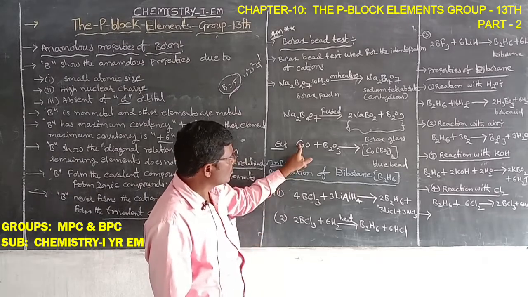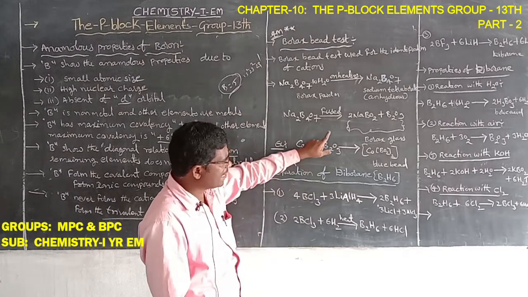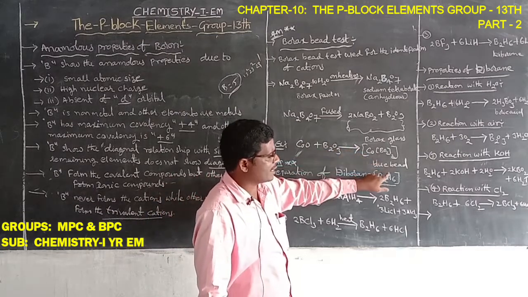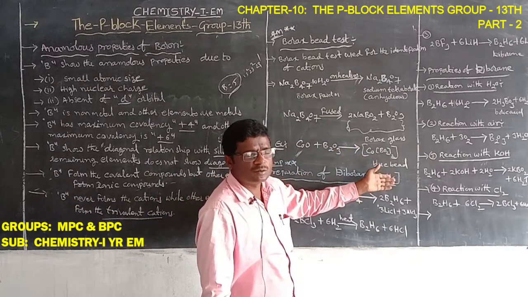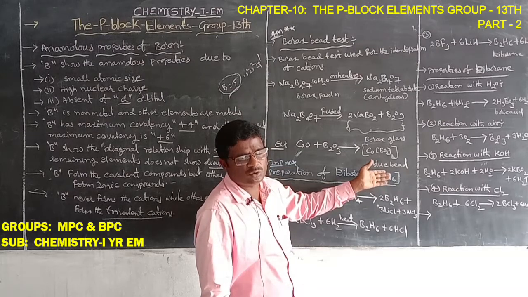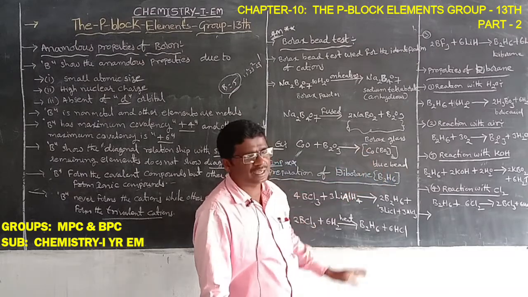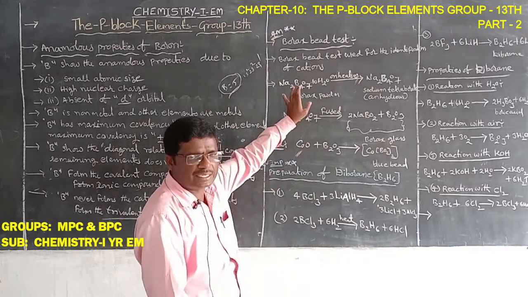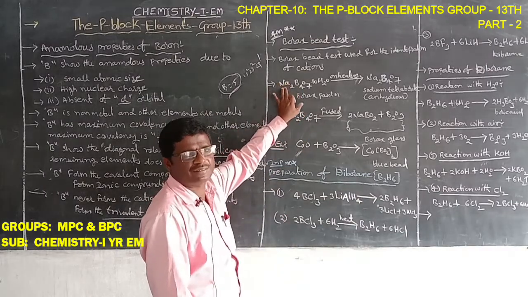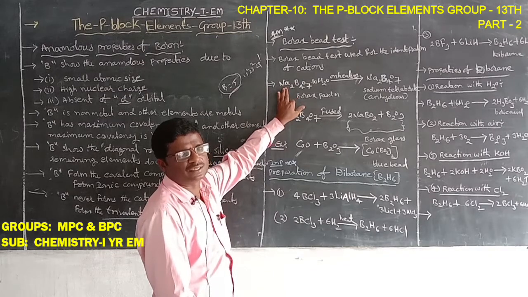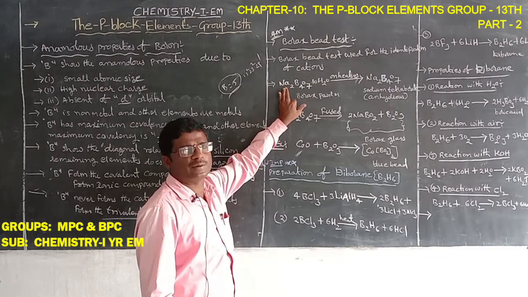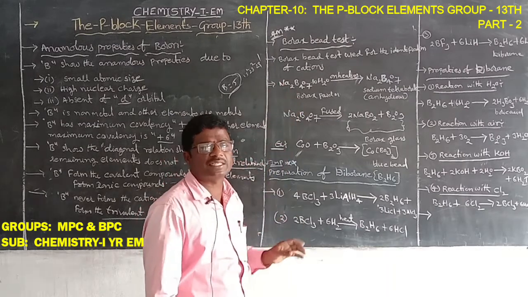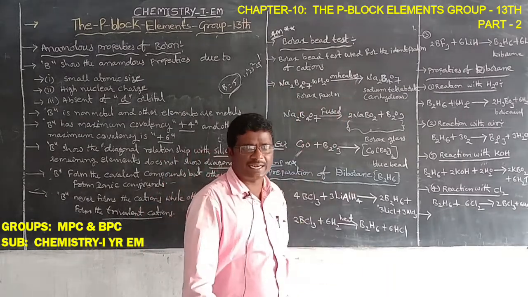For example, cobalt oxide reacts with boron trioxide to form cobalt metaborate. It gives a blue color bead. The blue color bead is also known as the borax bead test. Once again, the borax bead test is very important in 4 marks questions. Explain the borax bead test and give an example. The borax bead test is used for the identification of cations.